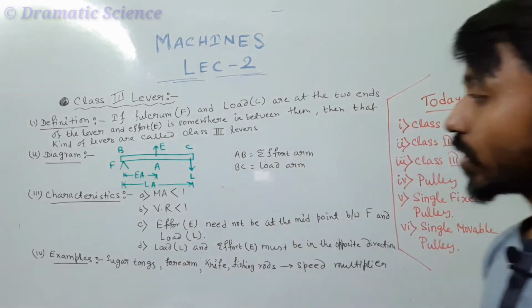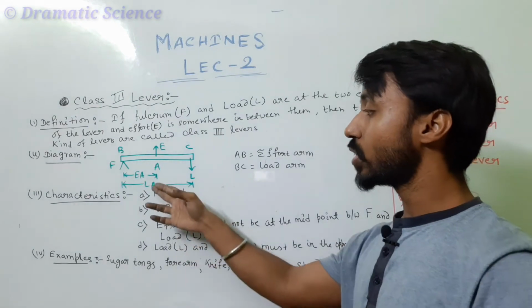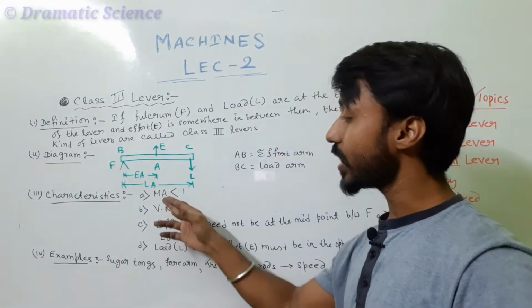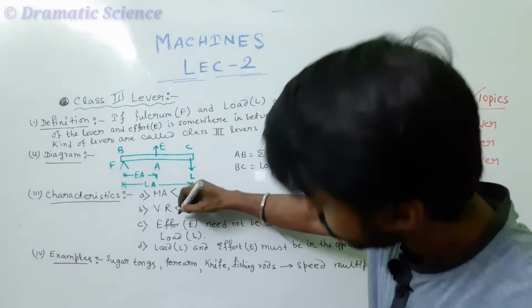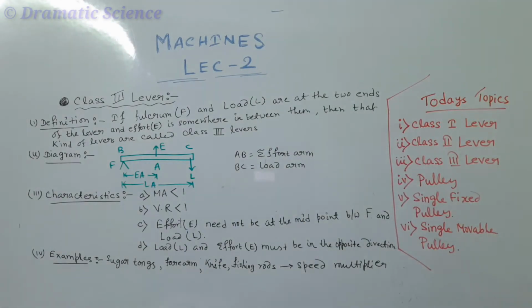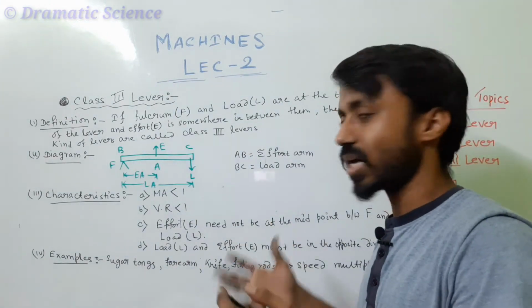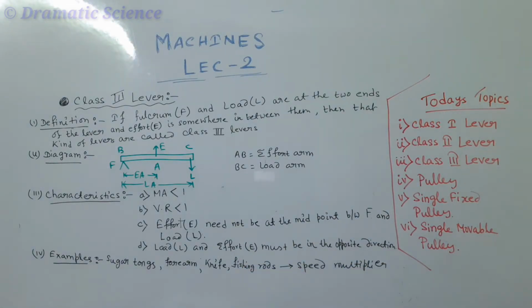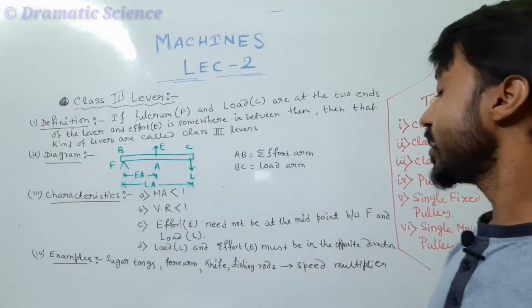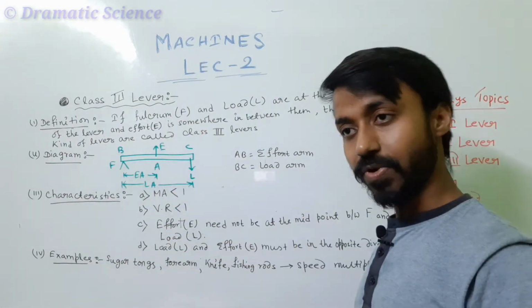Okay. Achha, so what are the characteristics? Mechanical advantage is less than 1, because load arm is greater than effort arm, that's why MA and VR, that is velocity ratio, both are less than 1. Next, number 3, effort E need not be at the midpoint between F and L, same as previous concept, मतलब E middle में होगा ऐसा कोई दरकार नहीं है. Fourth, load L and effort E must be in the opposite direction. L is in this direction, E is in that direction, right?